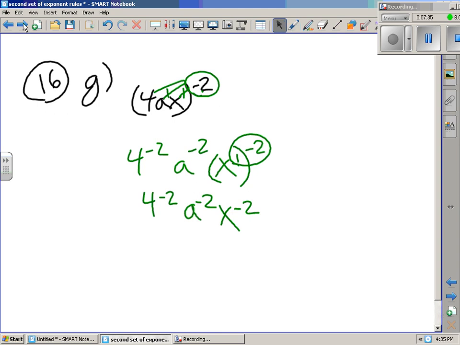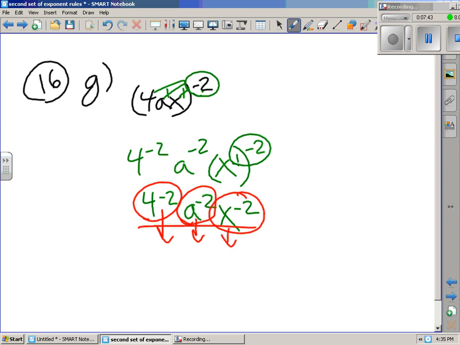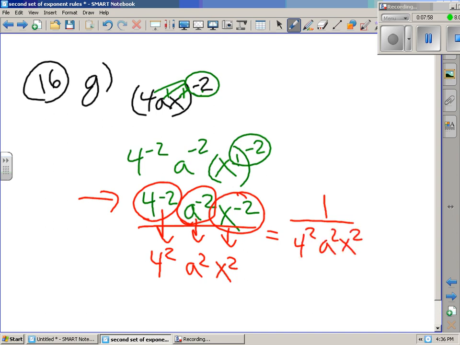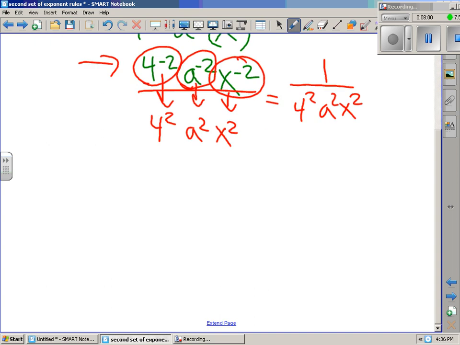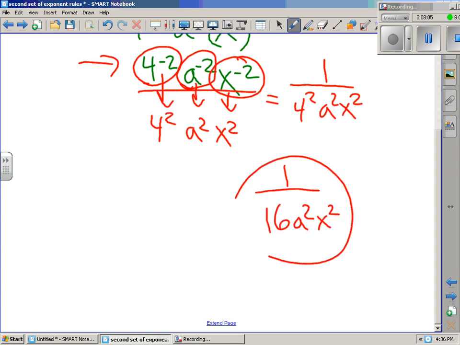Negative exponents leave a scar, so you knock them over the fraction bar. So this gets knocked over the fraction bar. This gets knocked over the fraction bar. This gets knocked over the fraction bar. So that's 4 squared, a squared, x squared. And then what is left behind up here in the numerator? A 1. So in the denominator we have 4 squared, a squared, x squared. 4 squared is 16, so we write 1 over 16, a squared, x squared, and that's our final answer.